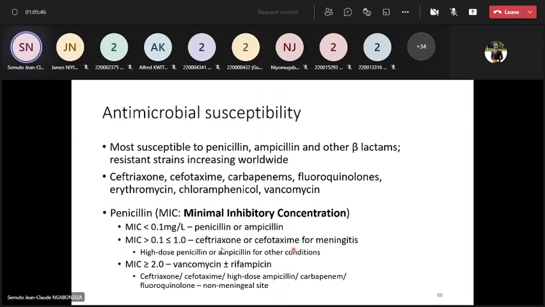You have to use cefotaxime, and high-dose penicillin or ampicillin for other conditions. So you have to increase the dose of penicillin. And with an MIC of 2 milligram per liter of penicillin or higher, penicillin will not be useful at all. So you have to use other drugs, including vancomycin and rifampicin. Is that clear?